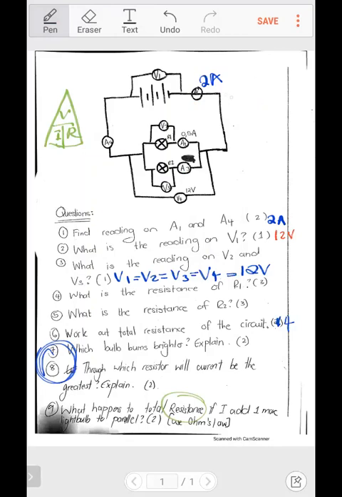Remember, the main equation was A1, which is the total current, is equal to A2 plus A3, right? But we have A1, which is 2. We have A2, which is 0,5. The only one we don't have is A3. So logically speaking, you're going to say 2 minus 0,5 is going to give you A3, which is going to be 1,5 amperes. And then you can just slot it in there.